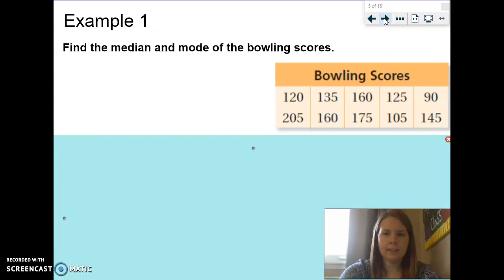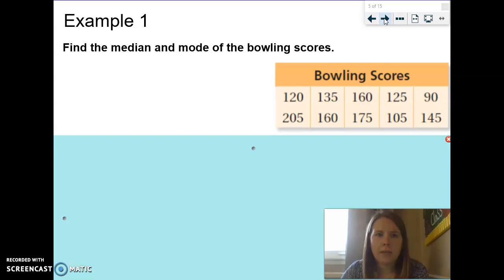So let's go ahead and look at example 1, which is to find the median and the mode of the bowling scores. Fun fact, my parents are part of a bowling league and they like to go bowling all the time. Sometimes if they can't make a bowling competition, they just use their average score. They add up all the scores and divide by how many times they've bowled, so it's just your usual average score. But this one, we're going to find our median and our mode.